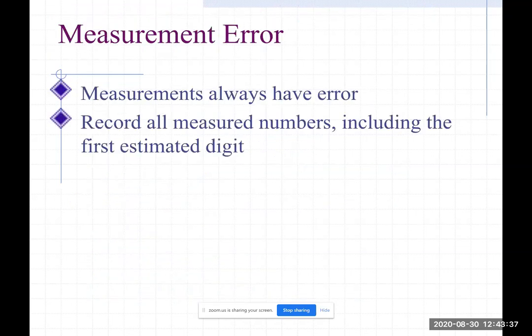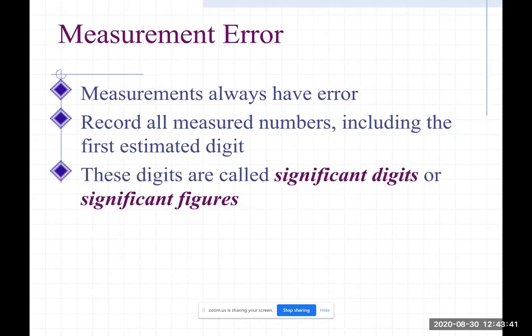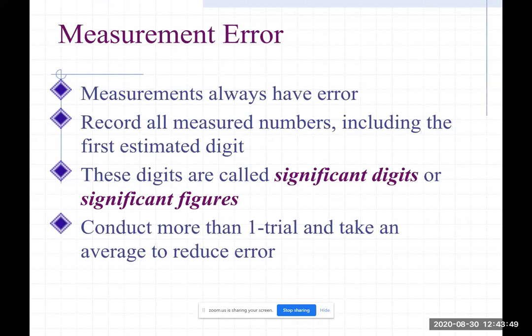Measurements always have error, even if you're being very, very careful. So you want to record all of your measured numbers, including the first estimated digit. Again, these digits are called significant digits or significant figures. And then you want to conduct one more trial and take an average in order to reduce the error. Then you calculate the percent error.